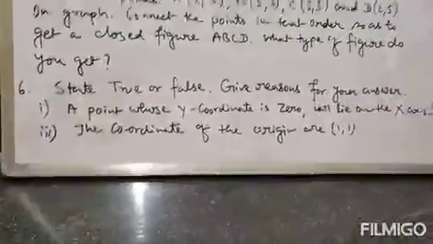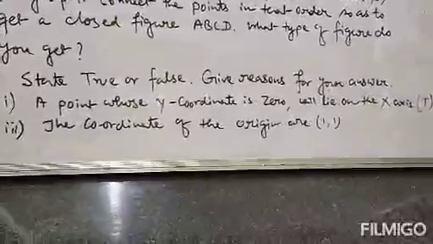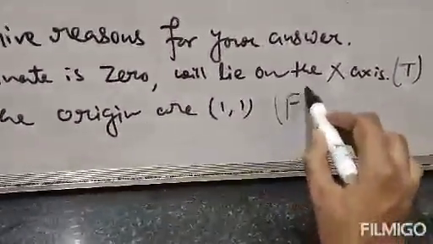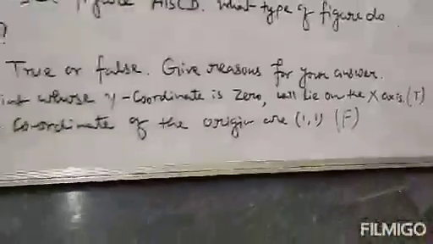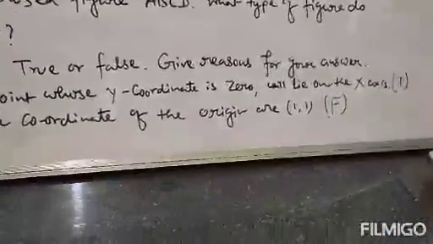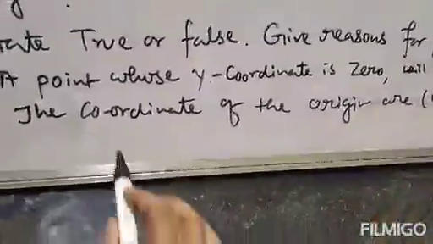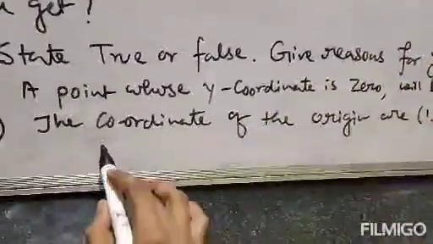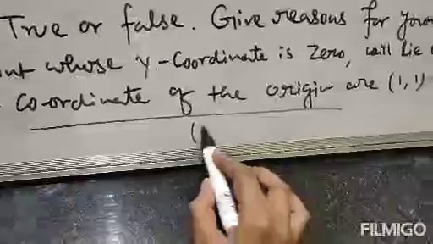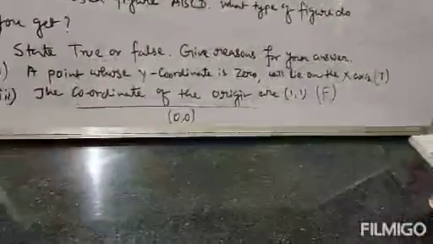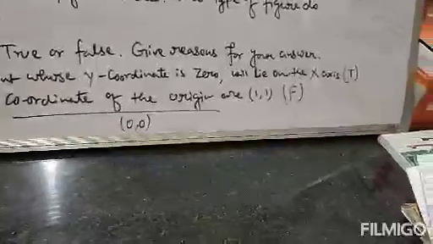Next, question number 2. The coordinates of the origin are 1, 1. No, this is false. The coordinates of the origin are 1, 1. This is false. The reason is, the coordinate of the origin is 0, 0. For the reason, first write the statement, the coordinates of the origin are 1, 1.